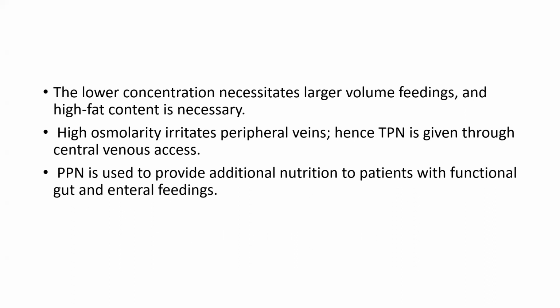The lower concentration necessitates the higher volume feeding, and high fat content is necessary. High osmolarity irritates the peripheral vein, hence the TPN is given through central venous access. Peripheral parenteral nutrition is used to provide additional nutrition to patients with a functional gut and enteral feeding.